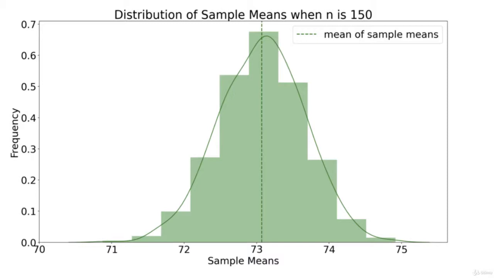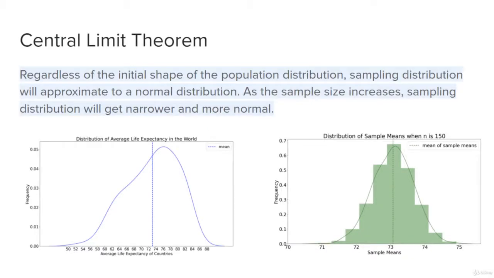Actually, that is what we are trying to study here: any sampling distribution from any population shows a normal distribution. This is a concept which will be studied as the central limit theorem. Regardless of the initial shape of the population distribution, the sampling distribution will approximate a normal distribution. The condition is that as the sample size increases, the sampling distribution will get narrower and more normal. That's why we have the condition mentioned before.